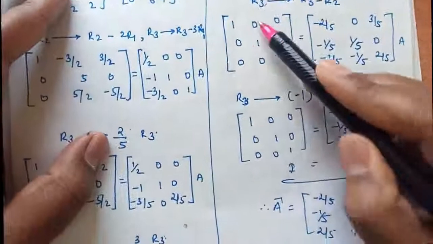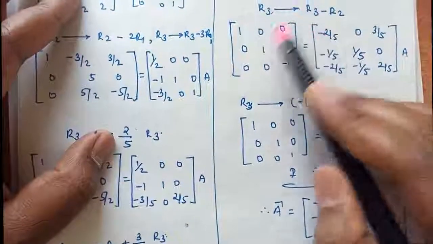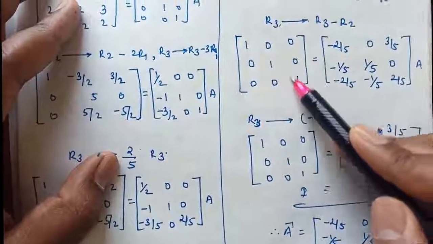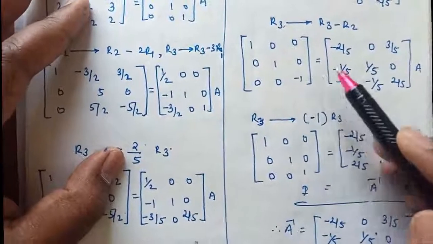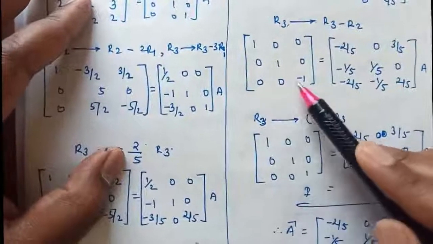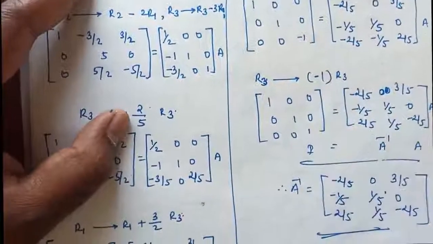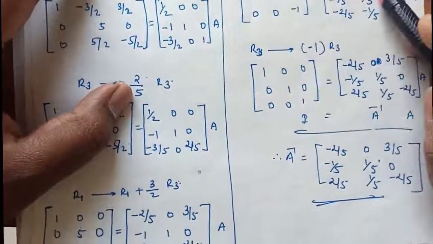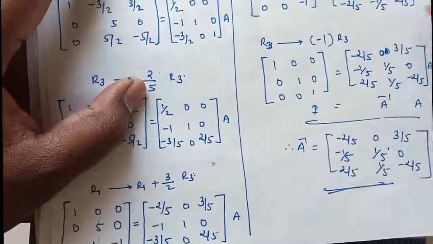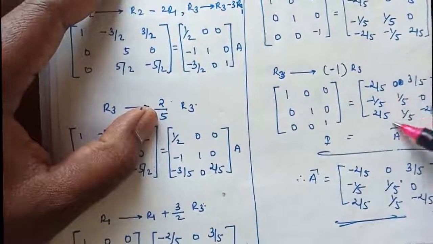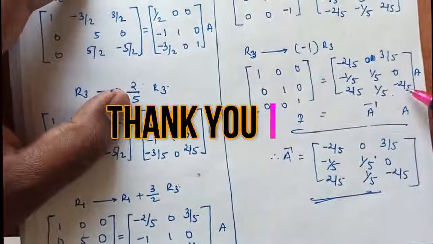Now I got 1 0 0, 0 1 0. Specifically if I am doing the same thing, I got 0 0, but here I want a 1, that means I don't want the minus sign. So definitely for R3 I have to multiply with minus 1, so minus 1 R3. If you multiply this one, definitely R1 is as it is, R2 also as it is, and the signs of the R3 will change. It will be 2 by 5, 1 by 5, and minus 2 by 5.